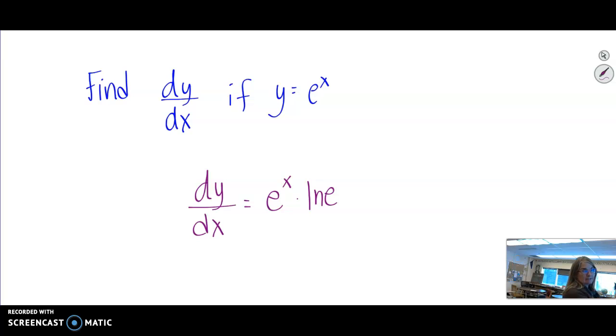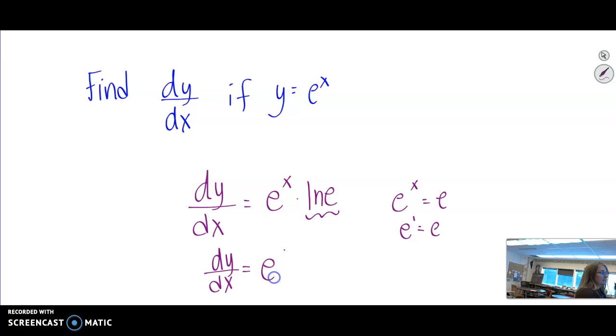The base is e, so this is asking e to what power equals e. So e to something equals e. Well, that something would have to be 1, because e to the first would equal e. So ln of e is 1. This is kind of a surprising thing. The derivative of e to the x is e to the x.